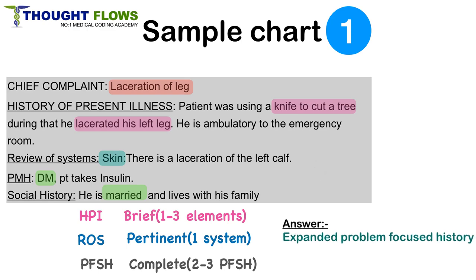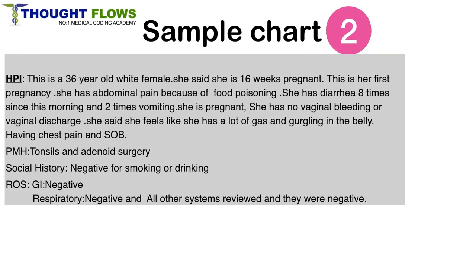For your understanding, we'll see one more sample documentation. In this case, we can see a female child who came to the hospital for abdominal pain, and she has had diarrhea since this morning. Because of this food poisoning, we can take location as abdominal pain and food poisoning as context, and since this morning we can take as timing, and she has chest pain, so we can take signs and symptoms. So HPI has 4 elements, so we can take it as extended HPI.